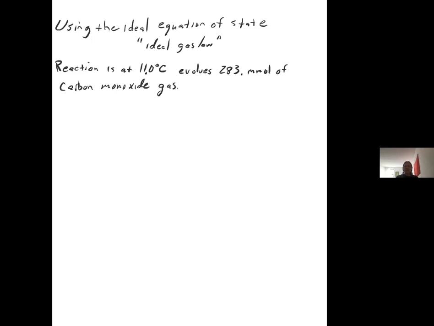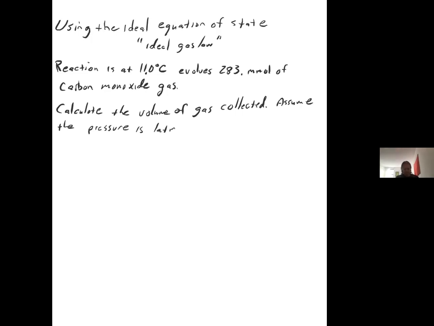So then what it does is says the following: calculate the volume of the gas collected. Assume the pressure is 1 atm. Okay, and then they tell you the number of sig figs to report it to. So you're going to use this. The reaction's at 11.0 degrees C. It evolves 283 millimoles of carbon monoxide gas. Calculate the volume. Assume the pressure is 1 atmosphere.